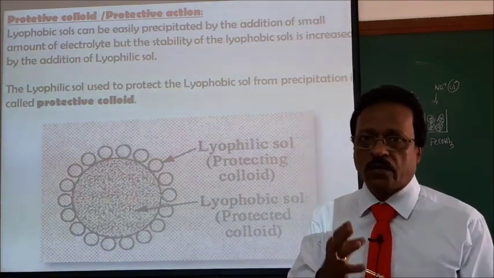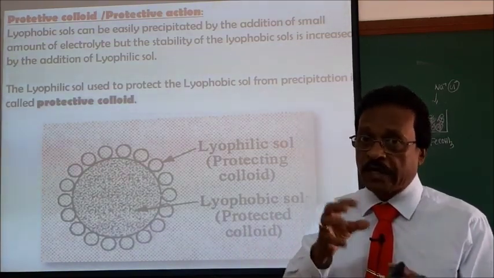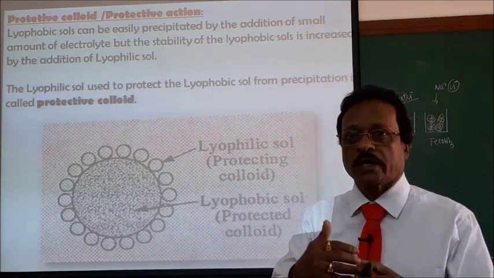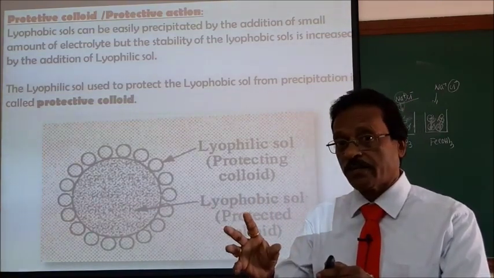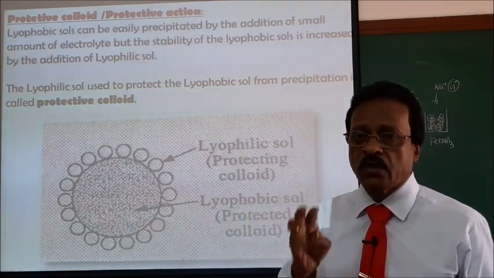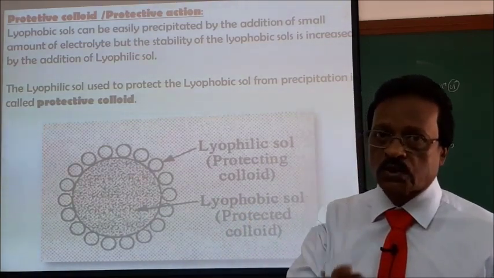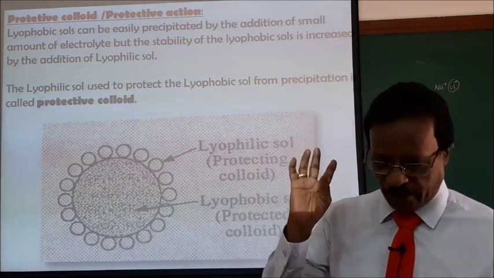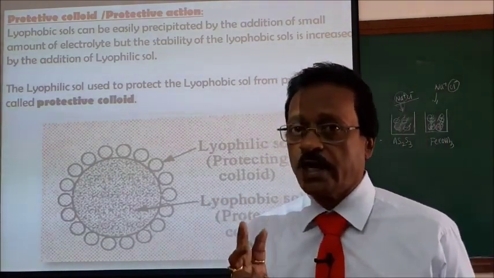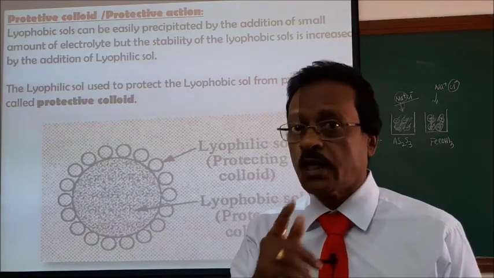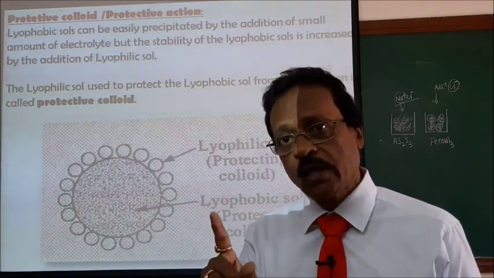Why are lyophilic more stable? Because lyophilic are solvent liking. There is a protective solvent layer. Lyophobic are solvent hating. They don't have a protective solvent layer. They are less stable. So in general, lyophilic colloids are more stable and lyophobic are less stable. Are you clear, friends? Lyophilic colloids are more stable. They are solvent liking, and they have a protective solvent layer. But lyophobic are less stable.